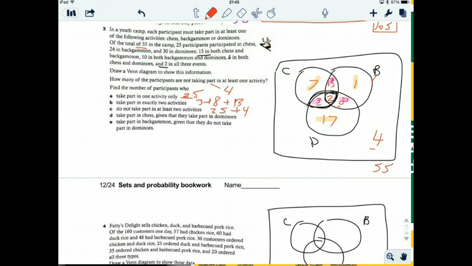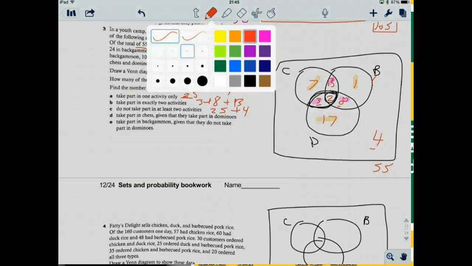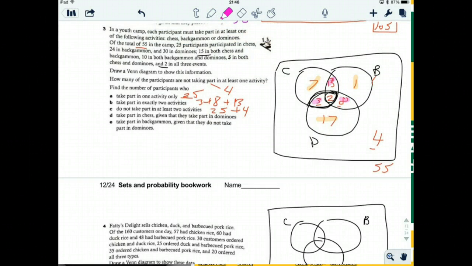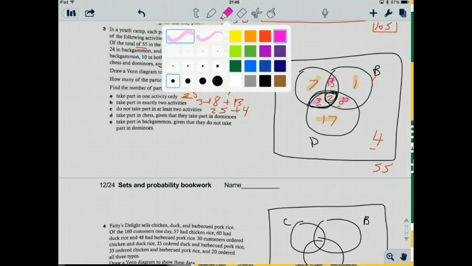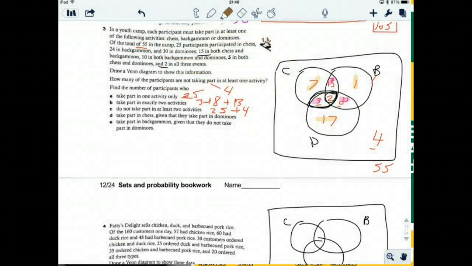How many people take part in chess, given that they take part in dominoes? So first we're just going to look at who takes part in dominoes. So that would be everybody in here. And then how many of these people take part in chess? That would be these 2, right? 3 plus 2, so that'd be 5 people.